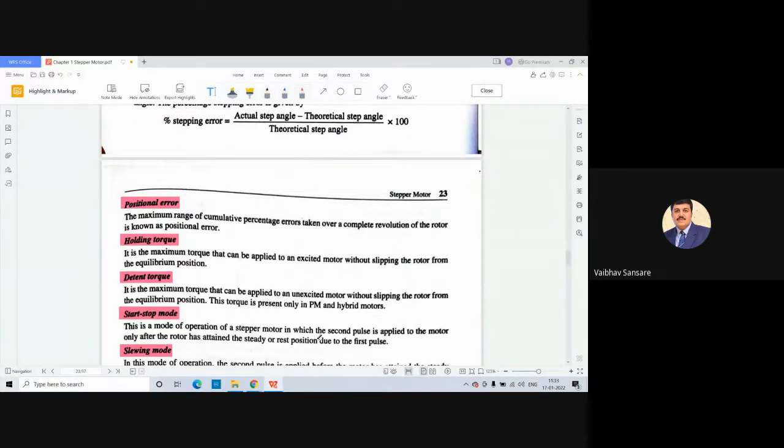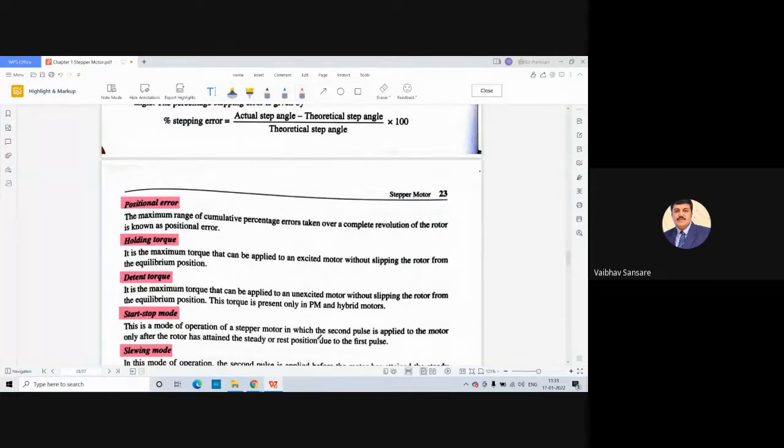Okay. Now detent torque, we have discussed this detent torque in the permanent magnet stepper motor. So what is detent torque? It is the maximum torque that can be applied to an unexcited motor without slipping of the rotor from its equilibrium position. Now this torque is only present in PM and hybrid motors.